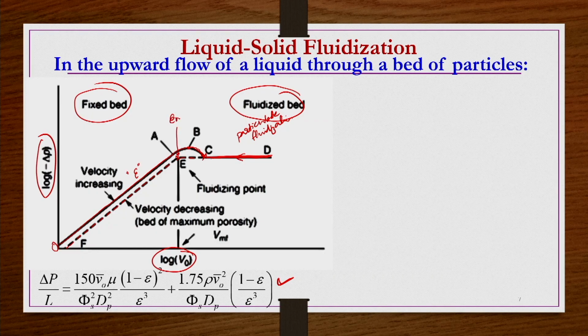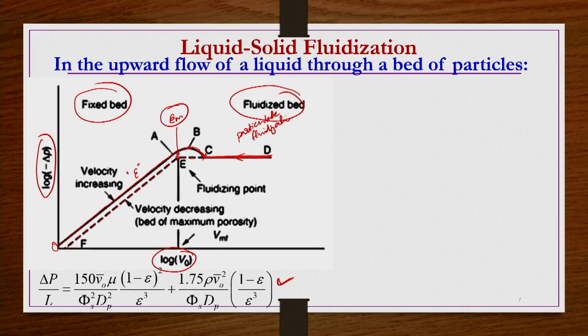So, it has a slightly different, that is slightly higher, voidage, or we can say this is the maximum voidage possible under fixed bed conditions. Whatever the higher voidage is at point E, that is the maximum voidage possible under fixed bed conditions, or the minimum voidage possible under fluidized bed conditions. Because after that, if you increase the fluid velocity, the voidage is going to increase, right.